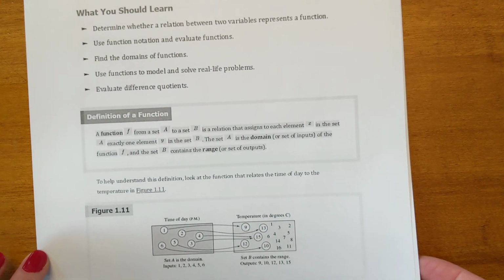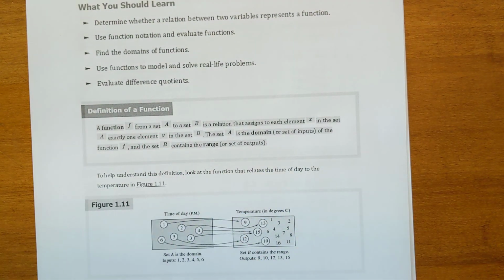All right, so going down here to the definition of a function f from a set A to a set B is a relation that assigns each element x in the set A exactly one element y in the set B. The set A is the domain or the set of inputs of the function f, and the set B contains the range or the set of outputs.